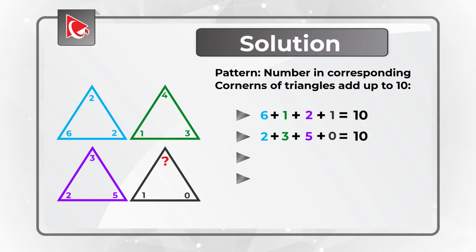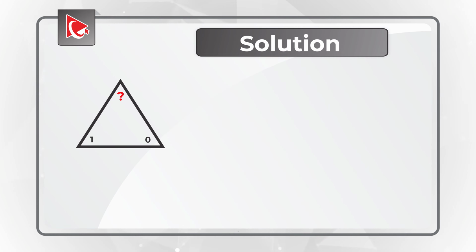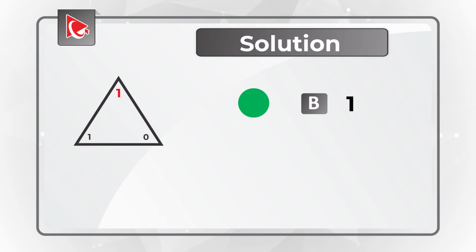And now, in the same way, let's do the math and calculate the missing number. 2 plus 4 plus 3 plus question mark equals 10. Based on these calculations, question mark equals 1. So the correct choice here is choice B, 1.